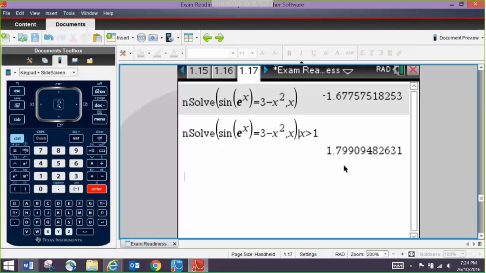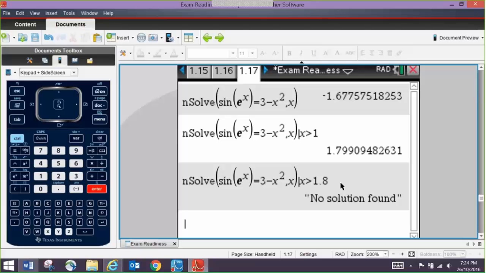Now, there may in fact be more than one solution greater than 1. So what I might do is just see if there are perhaps any more. So I might just try 1.8 because it's hardly likely that there would be another solution between 1.79909 and 1.8. So I'll see if there are any more. And it says, no, there are no solutions to be found. So there is only the one solution when x is greater than 1.